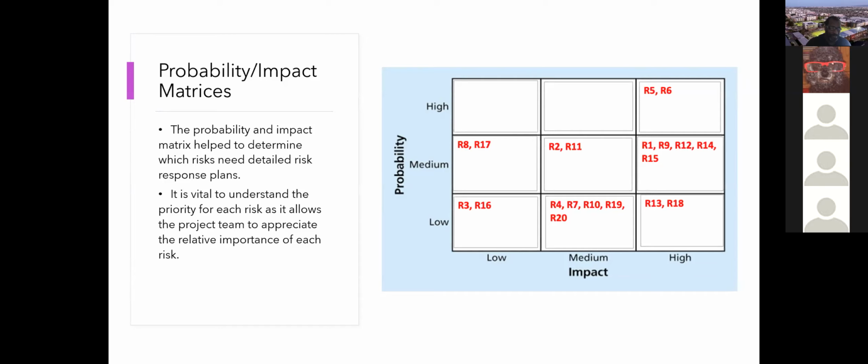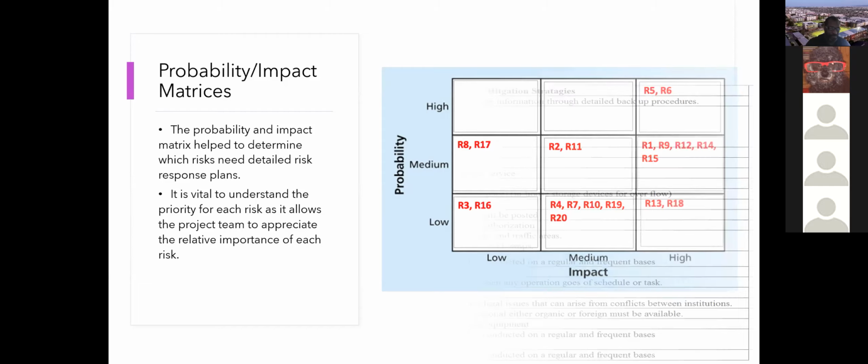The probability and impact helped to determine which risks needed detailed risk response plans. It is vital to understand the priority for each risk, as it allows the project team to appreciate the relative importance of each risk. So if we move to the next one.